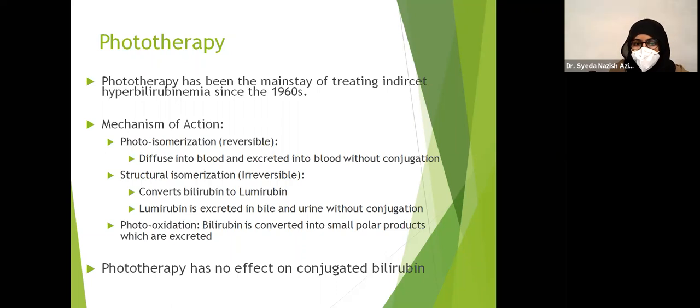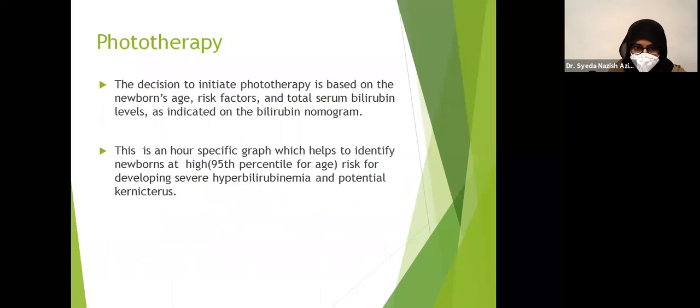So by these three mechanisms, phototherapy converts most of the unconjugated bilirubin into some form of bilirubin product that does not require conjugation by the liver to be excreted. So it just makes the unconjugated bilirubin into a more easily excretable form. Remember, phototherapy does not have any effect on conjugated bilirubin, it only targets the unconjugated form.